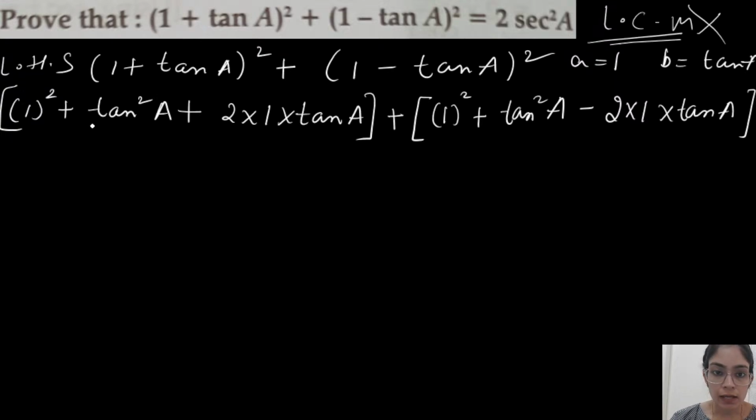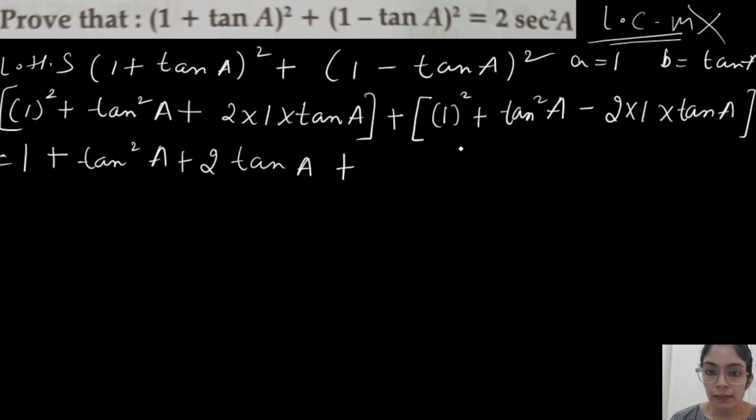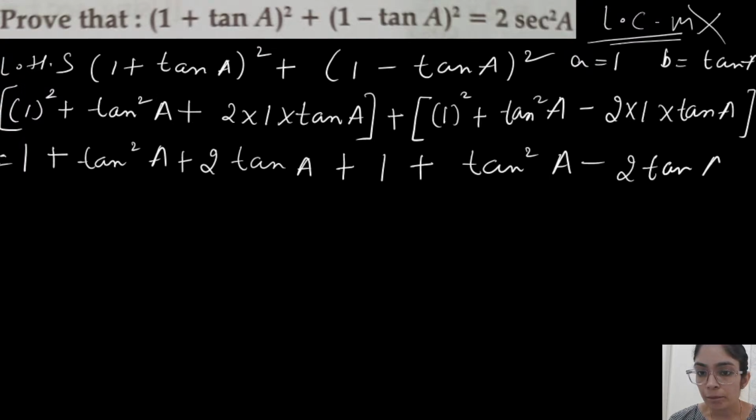So we can just expand now accordingly and open the bracket. So 1 square is 1. Tan square as it is I'll write, so 1 plus tan square A, then 2 into 1 into tan A is 2 tan A, plus 1 square is 1 plus tan square A minus 2 tan A. So I've just opened the brackets here. So plus 2 tan A and minus 2 tan A will get cancelled. So now 1 plus 1, like terms we can add. 1 plus 1 is equal to 2.